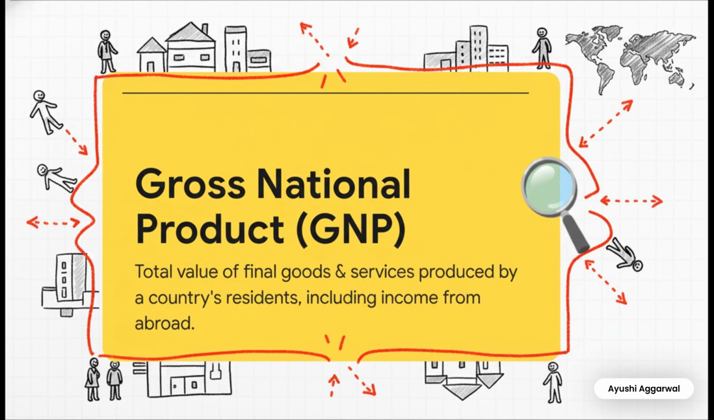Next, we have GNP, or gross national product. Here, the focus shifts away from the boundary and onto the nation's citizens, or its residents. So this is about the income earned by all the residents of a country, no matter where they are in the world. If a resident earned it, whether living at home or abroad, it's all part of the country's GNP.